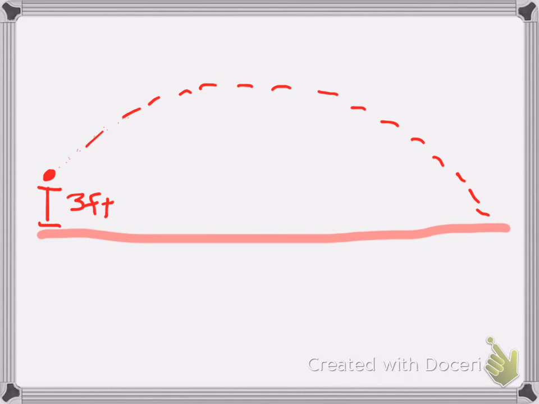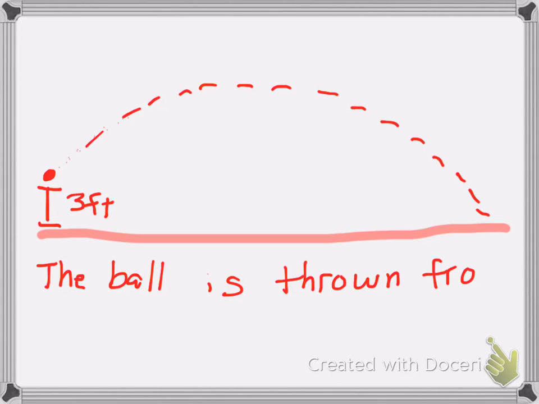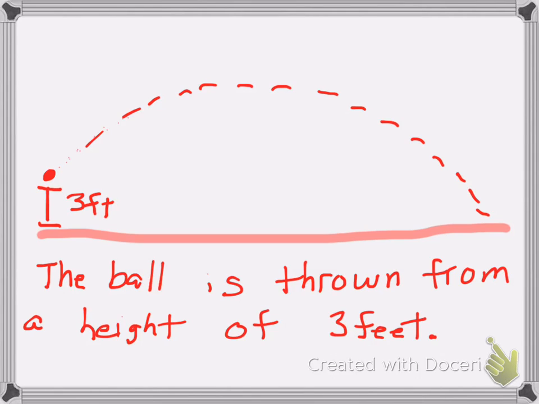Okay? So what I'm saying is, in that expression, that 3, that number on the end, represents the height of the ball above ground before it's thrown. The ball is thrown from a height of 3 feet. That's it. That's your answer.